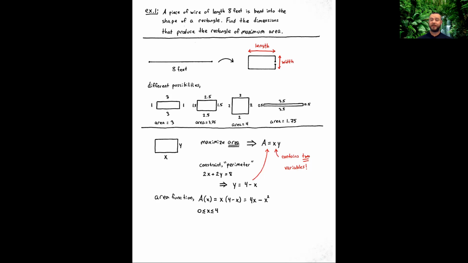Pause the video and see if you can, from here, finish the problem optimizing that area function on that interval. Find the derivative, find the critical points, and check the values of the area function at the critical points and endpoints. We'll check in a few seconds. This should go pretty quick.